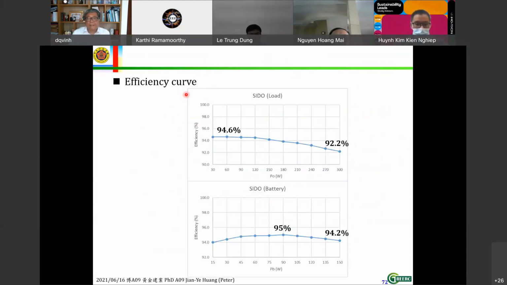This is the efficiency curve of the Tsorng-Juu mode. The first one is when the load power changes from 10% to 100%, and the next one is when the battery power changes from 10% to 100%. The highest efficiency is 95% at the 60% load condition.